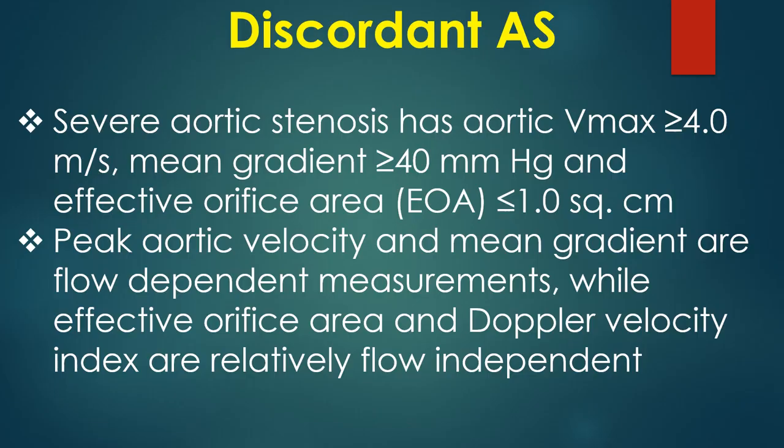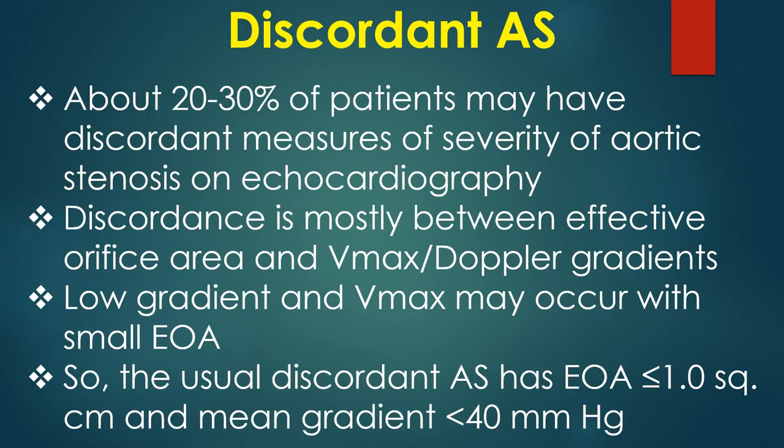gradient more than or equal to 40 millimeters of mercury, and effective orifice area less than or equal to 1 square centimeter. Peak aortic velocity and mean gradient are flow dependent measurements, while effective orifice area and Doppler velocity index are relatively flow independent. About 20 to 30% of patients may have discordant measures of severity of aortic stenosis on echocardiography. Discordance is mostly between effective orifice area and Vmax and Doppler gradients.